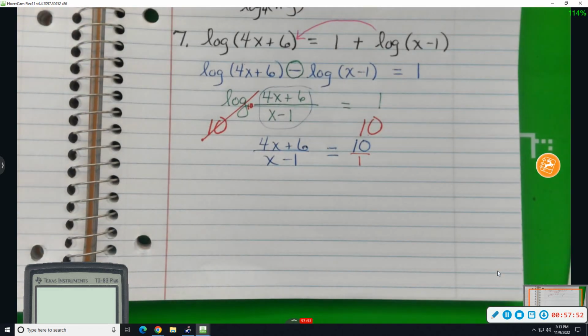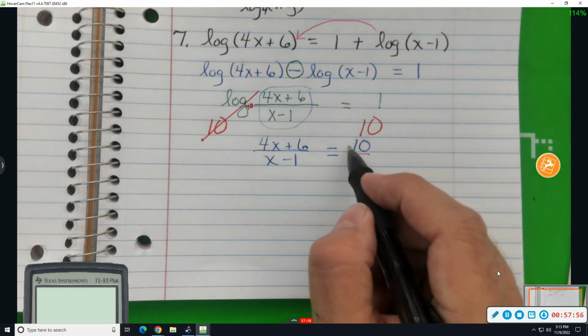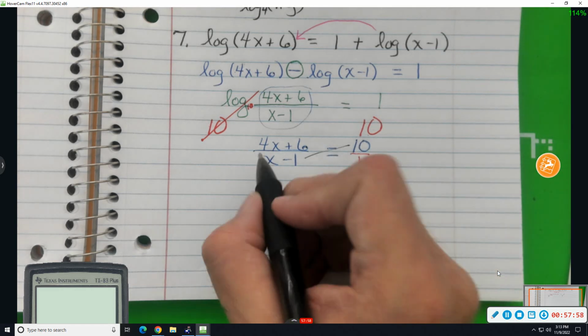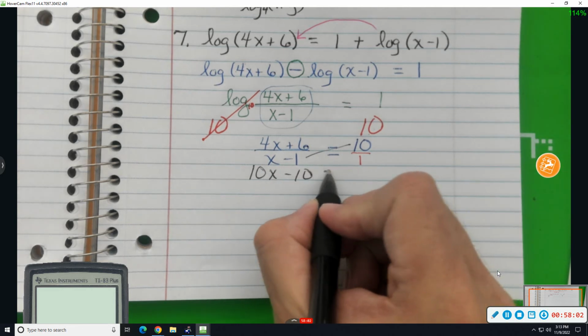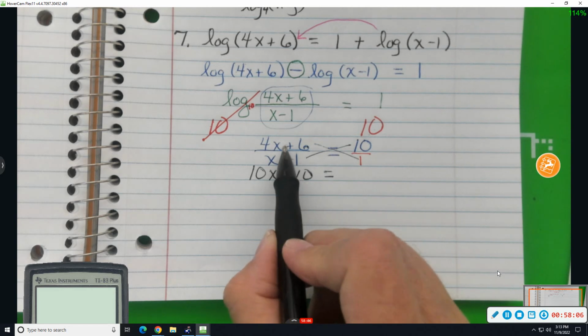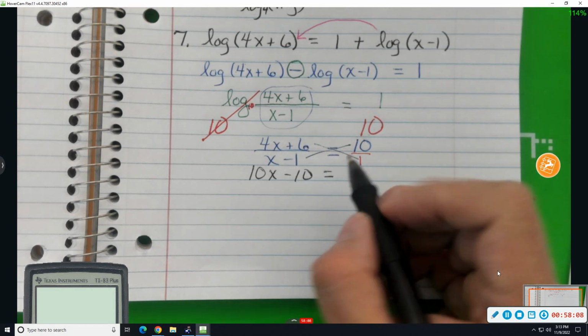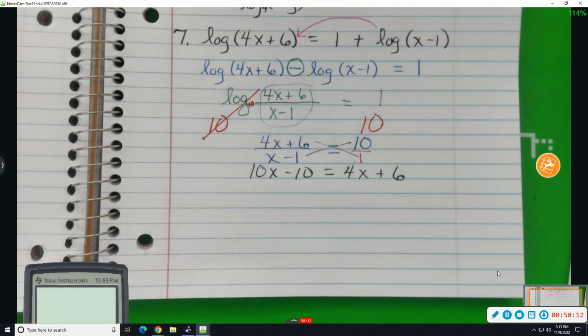To do that, when I have just fraction equals fraction, what I like to do is just cross multiply. It'd be 10x minus 10 equals 4x plus 6 times 1, which is just 4x plus 6. We solved some equations like that at the beginning of the semester, second or third week, I believe. Third week.